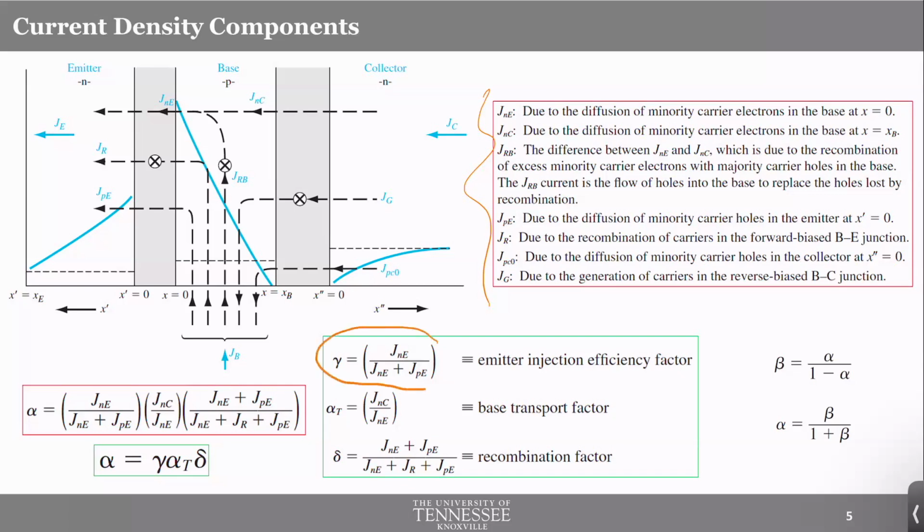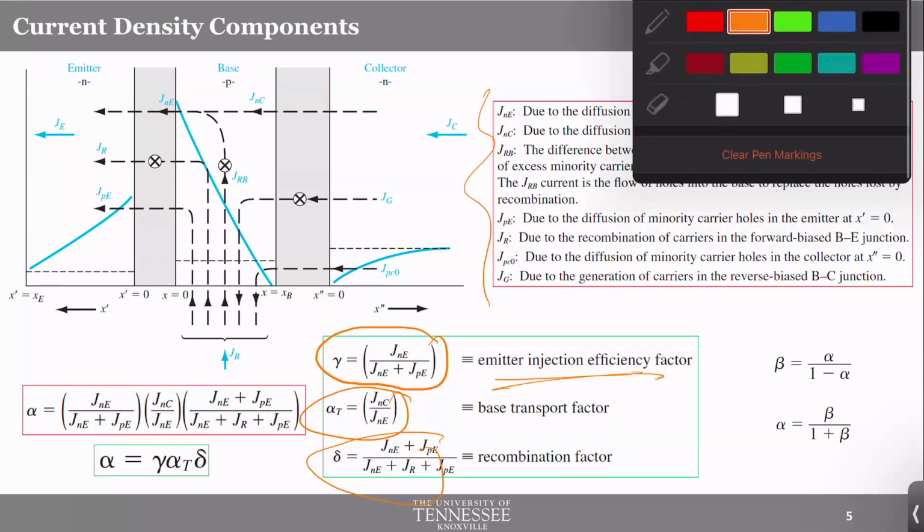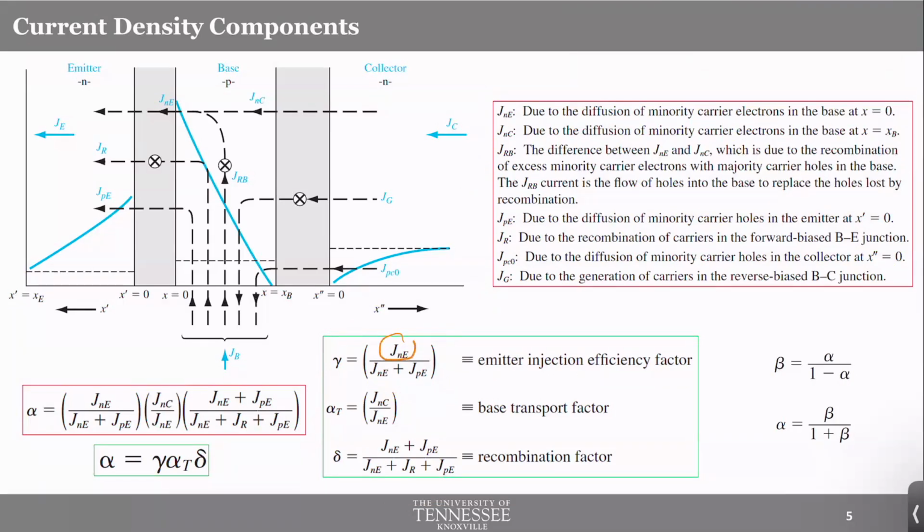So we identify three different factors. One is called the emitter injection efficiency, which is basically a measure of what percentage of the total injected current is due to the electron. So JNE is the current component due to electron. JNE and JPE are the total current component getting injected into the emitter, as you see. JNE and JPE, but one of them is for electron, the other one is for hole. And basically we're trying to find what percentage of it is due to the electron flow. That's why it's called emitter injection efficiency factor.